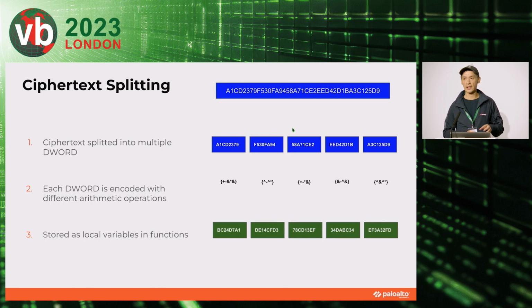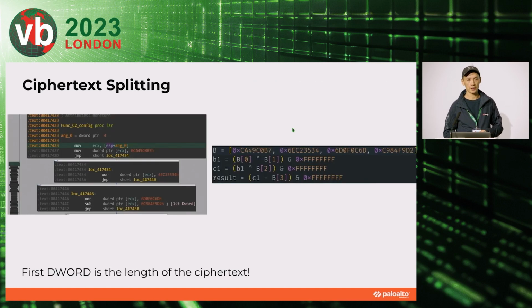Something to note here is that every single one of these dwords is being encoded using a different sequence of arithmetic operations. That makes them pretty unique. And then finally, each one of these dwords is actually stored in a function as a local variable. So given this technique, it's very challenging to just go into the memory to look for the ciphertext, because they are all split up and stored inside a function as local variables. They are not like a blob of data inside, for example, a .data segment and things like that.